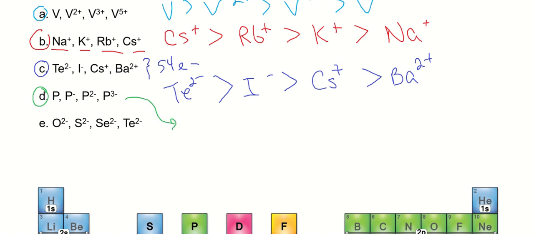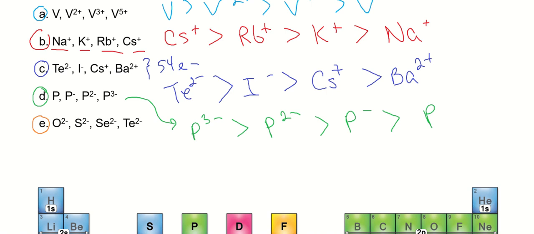All right, let's do this down here. The largest is going to be the one that gained the most electrons. That's going to be the phosphide 3 negative. It's gained 3 electrons, followed by the one that gained 2 electrons, followed by the one that gained 1. And the smallest one is going to be the neutral phosphorus atom. All right, finally, we're off to E.